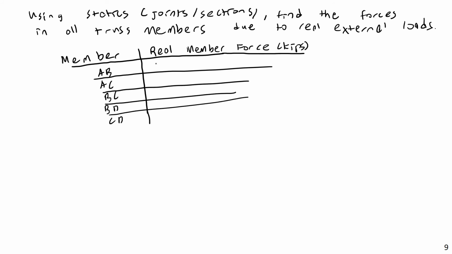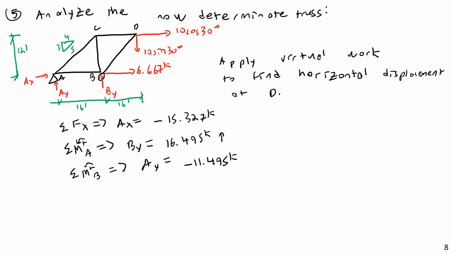And the forces you'll get for here, you'll actually get 0 on member AB. You'll get 19.159 on member AC. BC will have negative 11.495. And BD you'll have negative 8.333. And CD, you'll have 15.327 kips. So we have that.